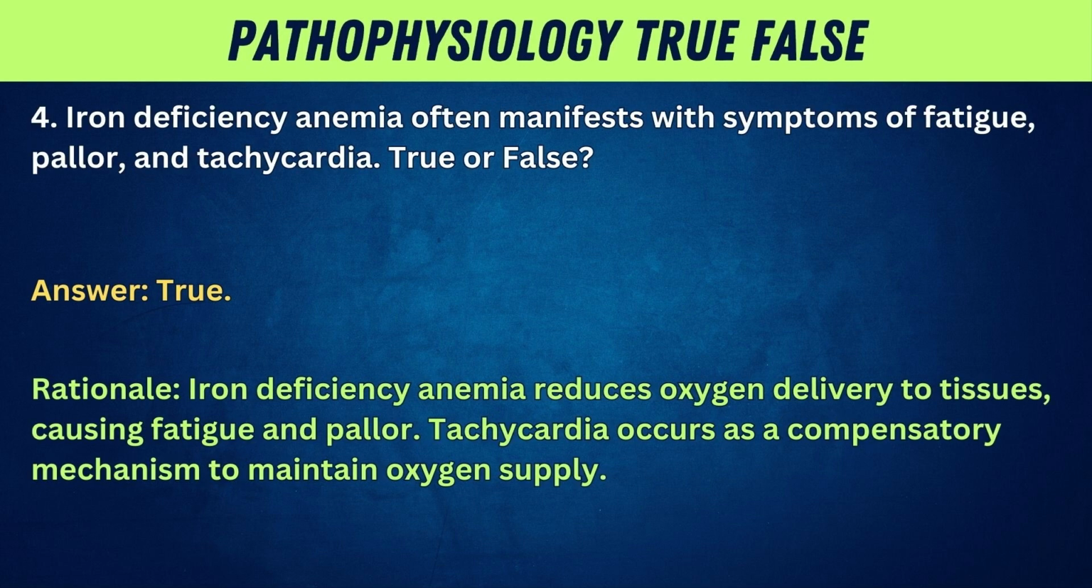4. Iron deficiency anemia often manifests with symptoms of fatigue, pallor, and tachycardia. True or false? Answer: true. Rationale: iron deficiency anemia reduces oxygen delivery to tissues, causing fatigue and pallor. Tachycardia occurs as a compensatory mechanism to maintain oxygen supply.